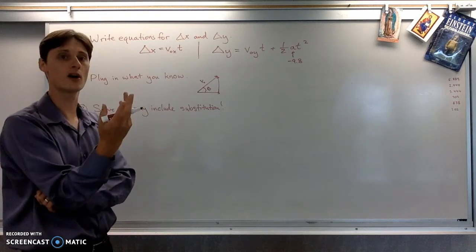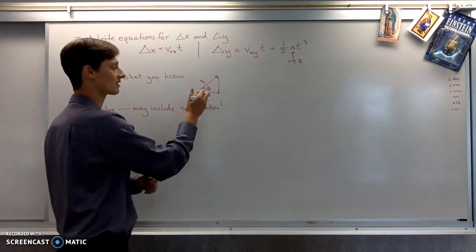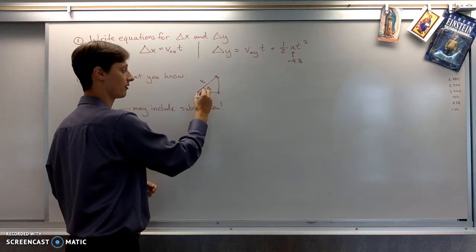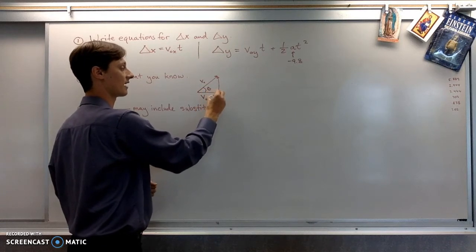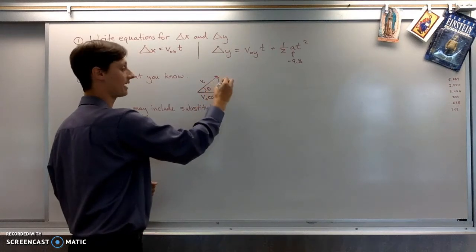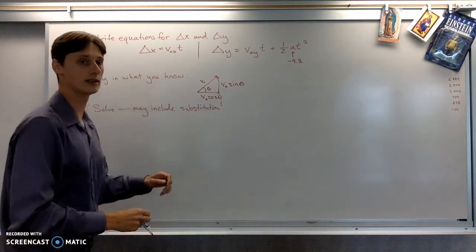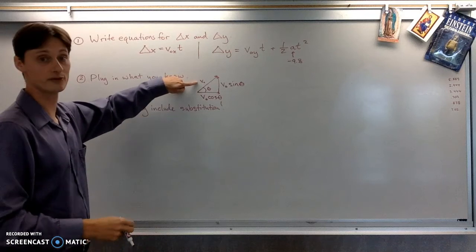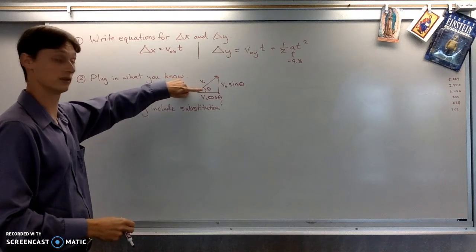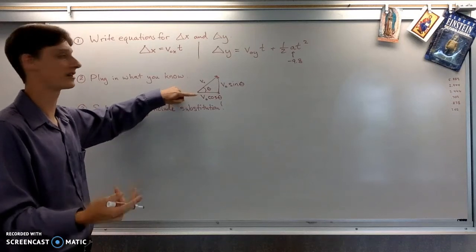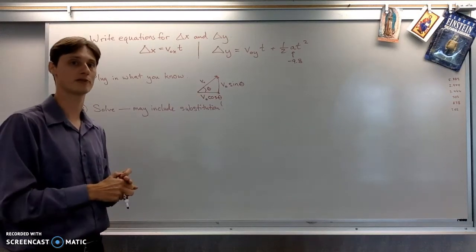So if all else fails, though, you can always say that if this is V naught and that's theta, the x component is V naught cosine theta, and the y component is V naught sine theta. So even if you don't know V naught, but you do know the launch angle, you could put something in, and something would be better than nothing, and then you can go ahead and problem solve from there.